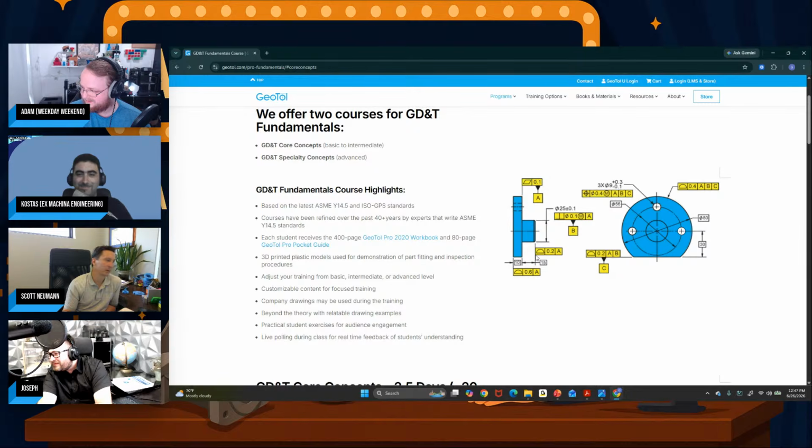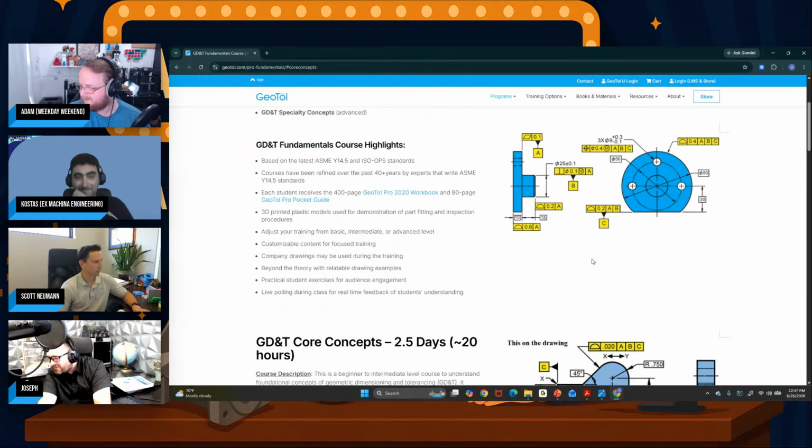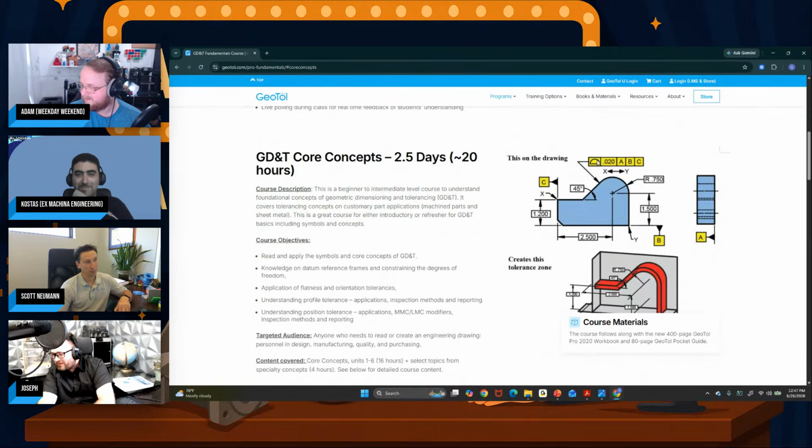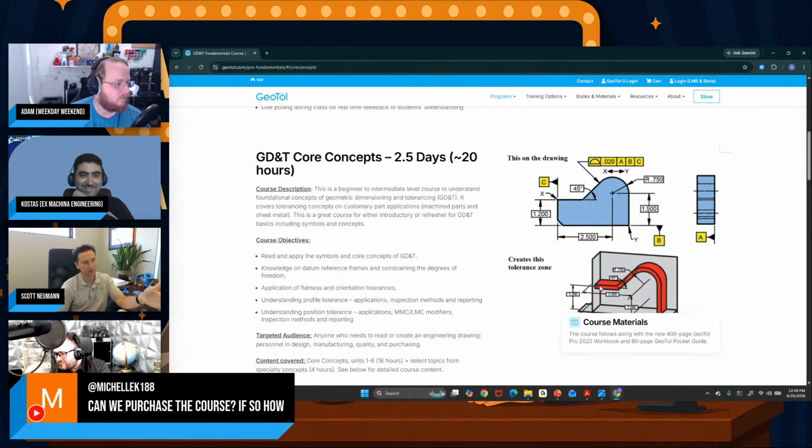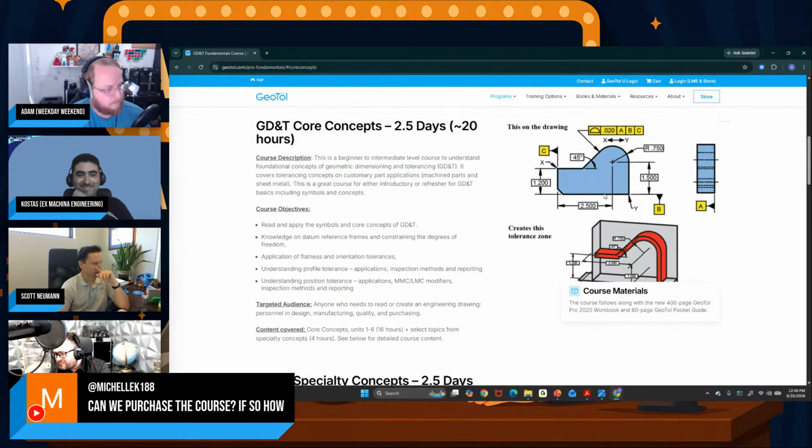Profile, boy, that was another great topic I could have gone into. Profile is so cool. That's actually my favorite symbol, but I like position's calculations too. Position and profile are by far our most common and important symbols. I want to hammer profile quite a bit in that basic class as well, because it's a great way to eliminate a lot of the stack-up issues you get from plus-minus tolerancing. Let's make the dimensions basic and use a profile tolerance, way better.